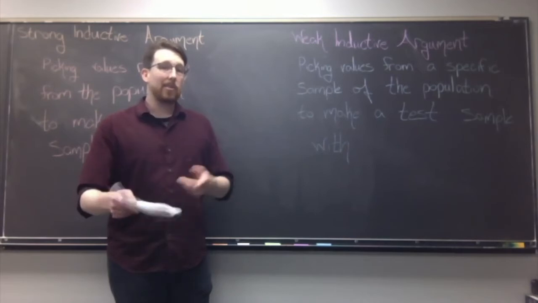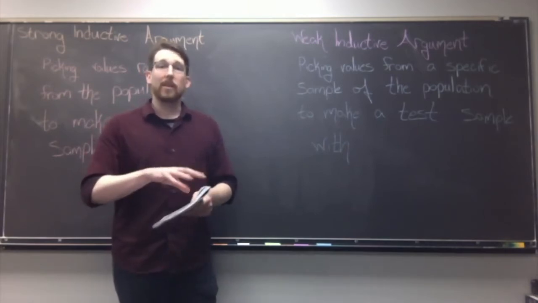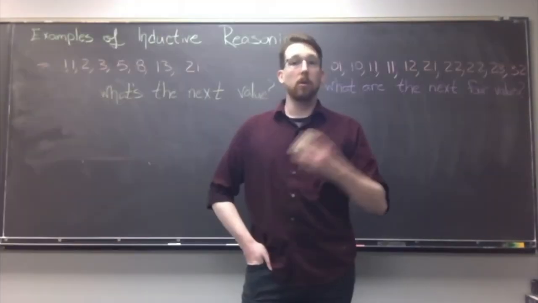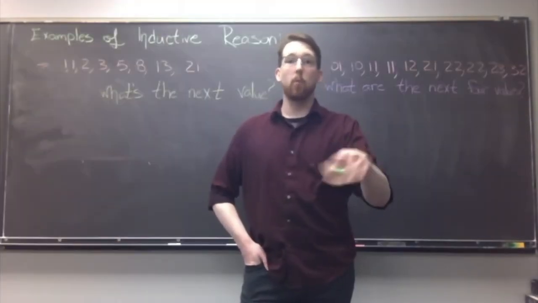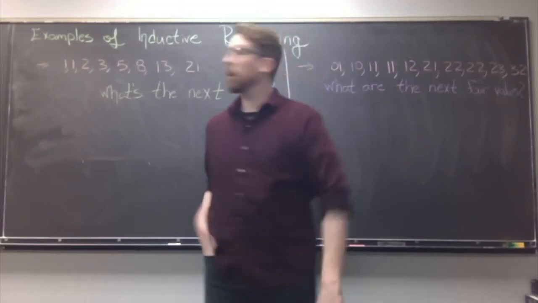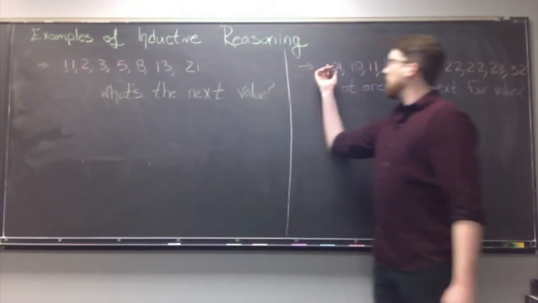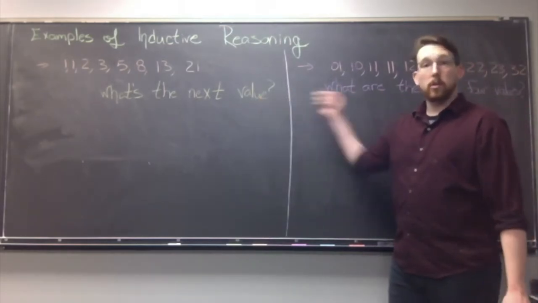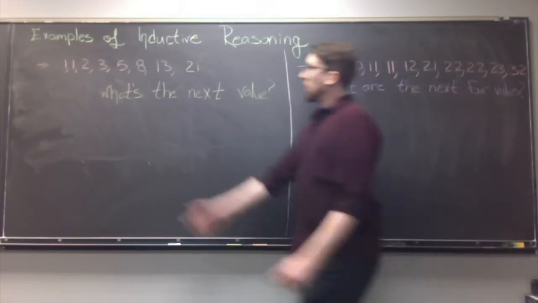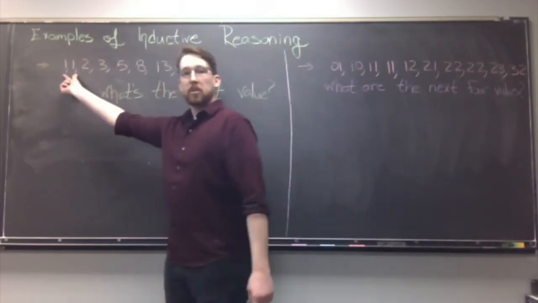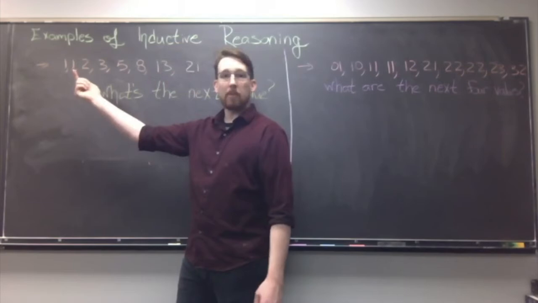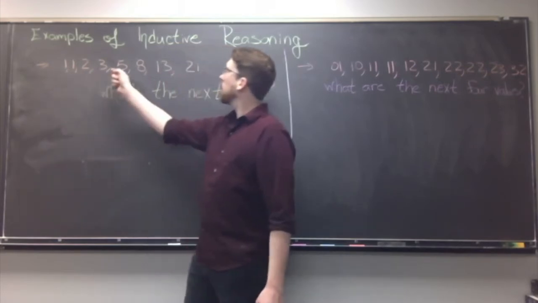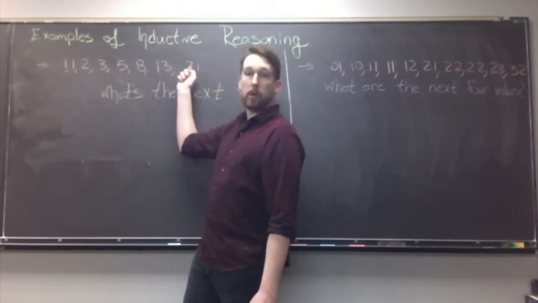Having said that, let's look at a couple of examples of inductive reasoning in general. So, as a couple examples of what inductive reasoning looks like, we've got these two sets of numbers here. We're going to look at predicting or answering these two questions here. Looking at this first set of numbers, some of you may already recognize it. It's a famous set of numbers. But we've got 1, 2, 3, 5, 8, 13, 21.